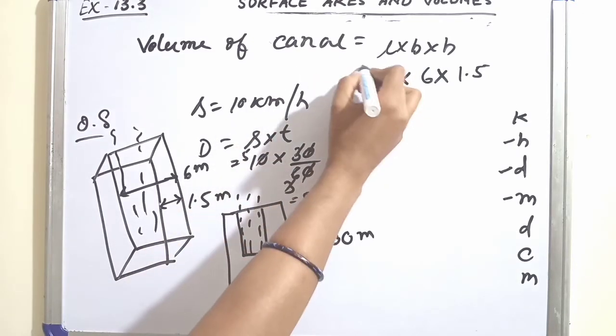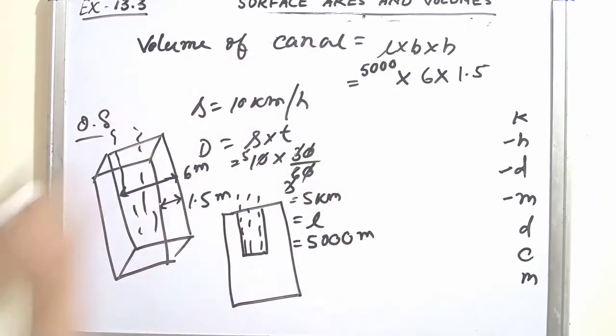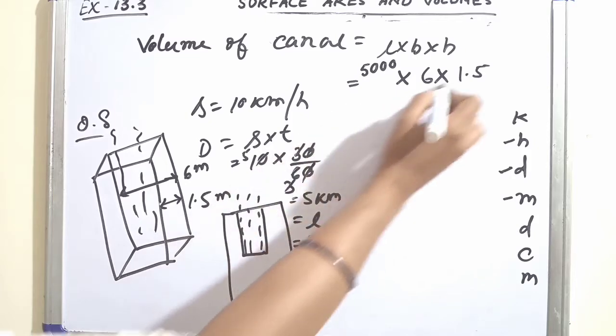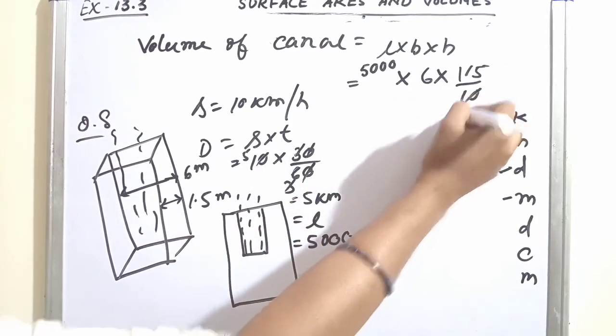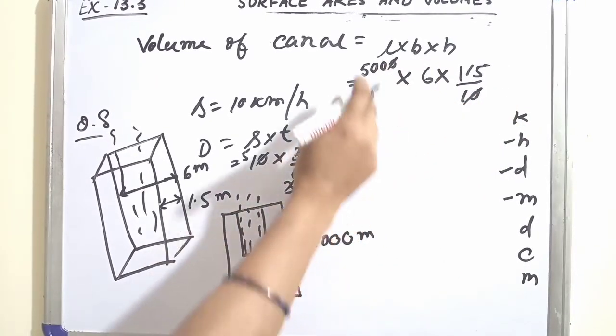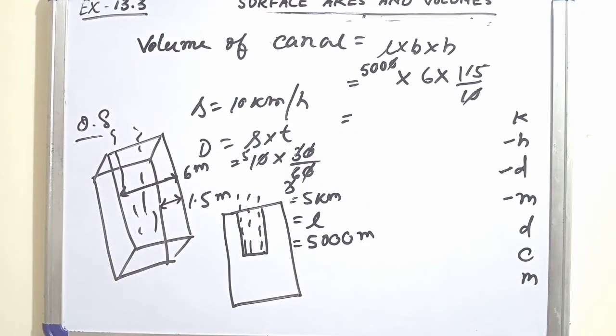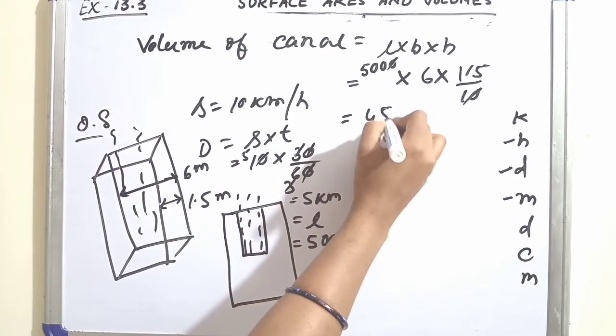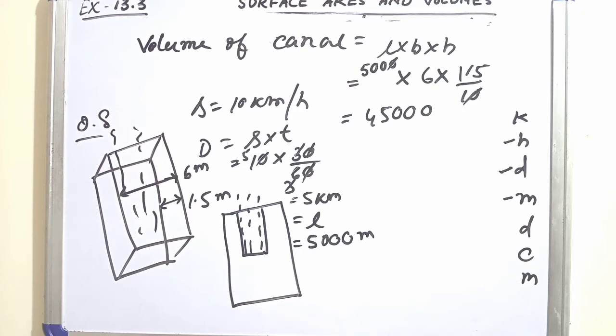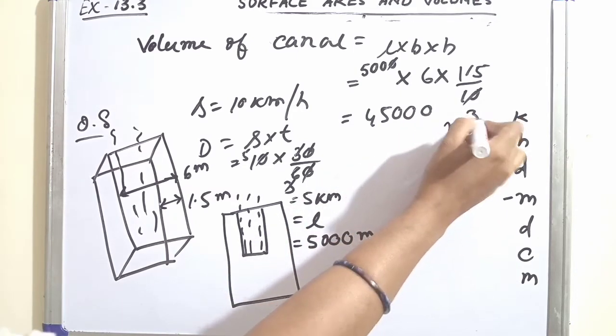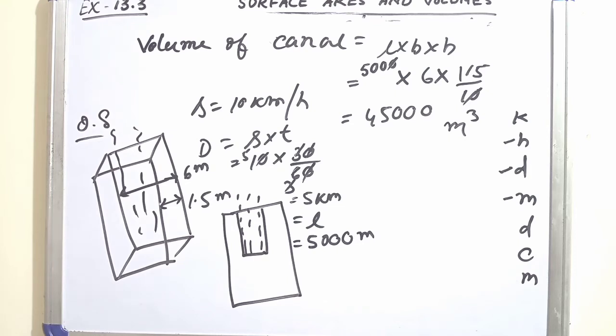So this is 5000. 0 cancel out. 5 6s are 30. 3 15s are 45. 3 0. 4 5 3 0 meter cube. This is the volume of canal.